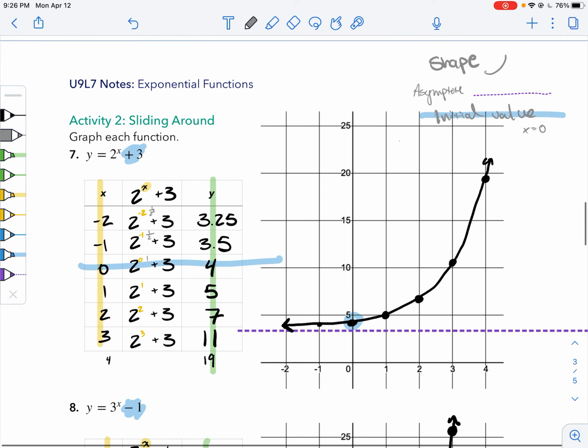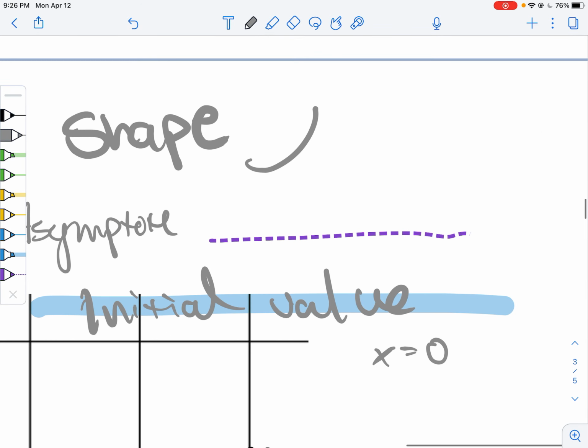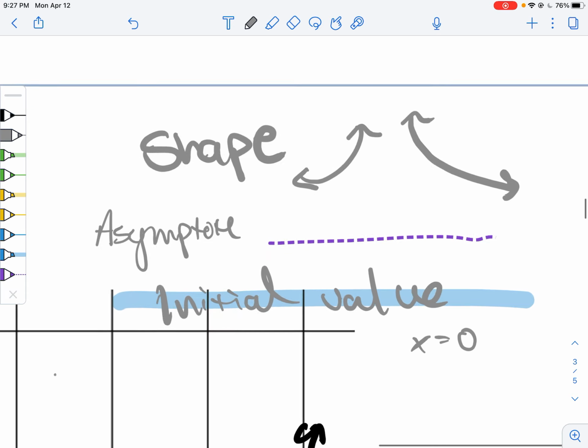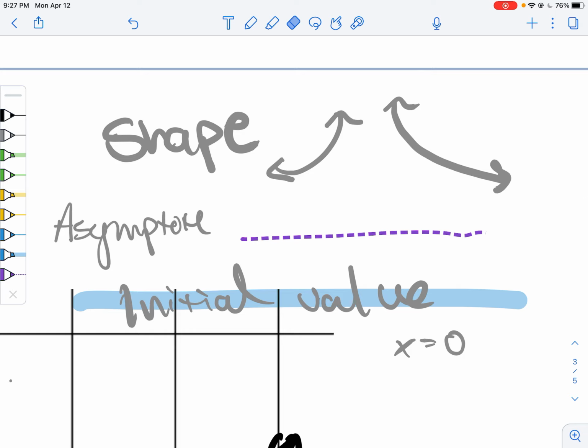Let's go back to your graphs. Remember to get the shape like this or like this. The asymptote and the initial value is at x equals 0. Have a wonderful time in your homework.